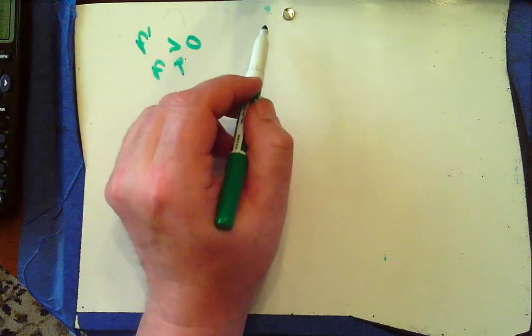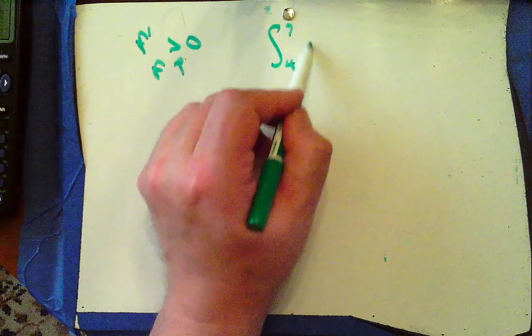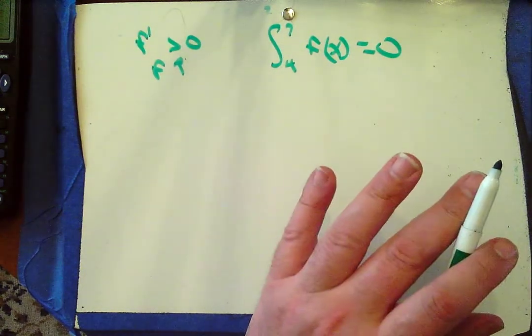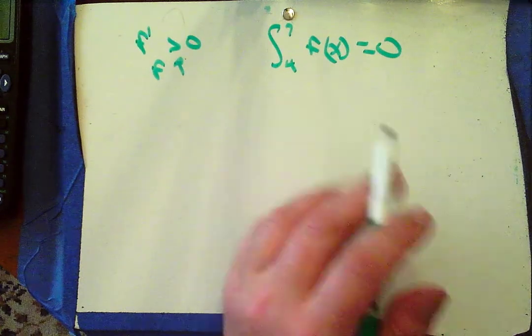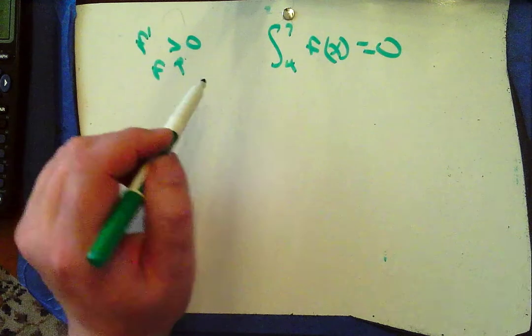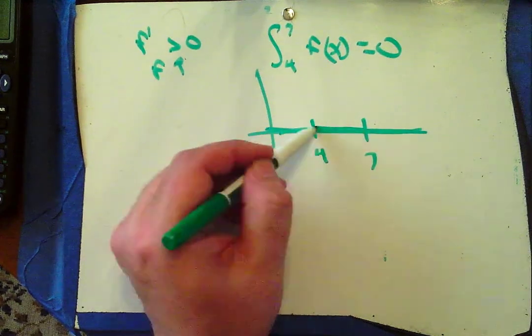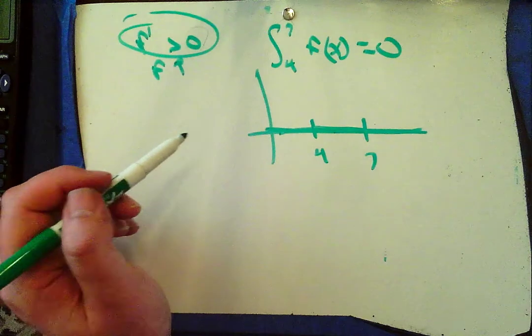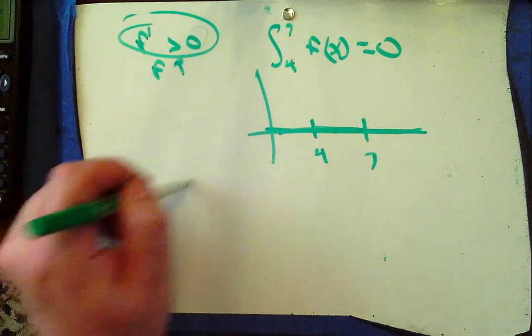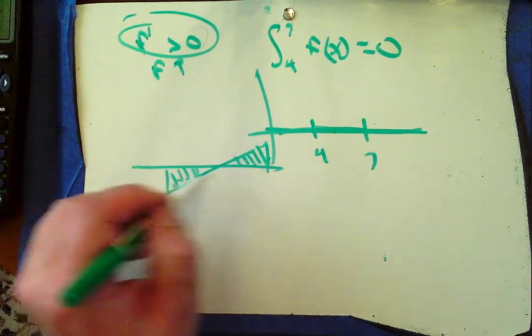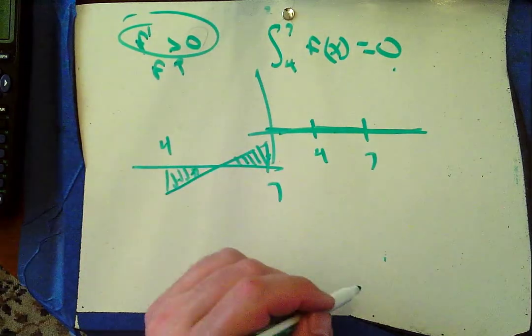86. 86 has a bunch of tables. F prime is greater than 0, which means f is increasing. And the integral from 4 to 7 of f equals 0. That means that there's some stuff above and some stuff below. And it can't be the 0 function, because the integral from 4 to 7 of the 0 function would be 0, because we know that f is always increasing. So I want an increasing function where some of this is negative and some of this is positive, and these areas cancel each other out on 4 to 7.